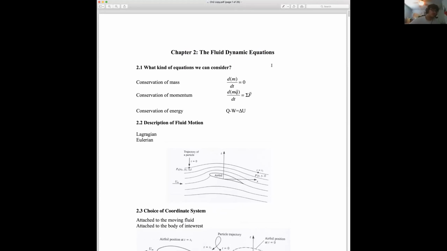Okay, so I started pulling out some stuff from chapter 2, which is the fluid dynamic equations. First question is, which equations? You will probably automatically say, oh, we would like to go at the momentum. Probably the energy. But then there's also conservation of mass.